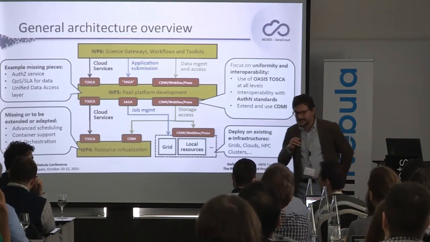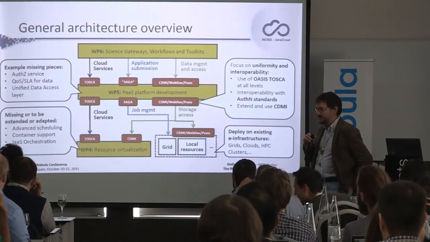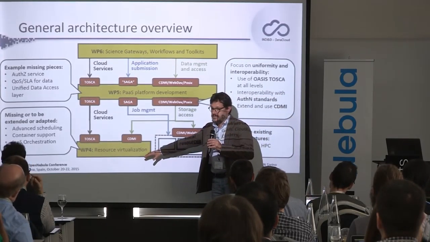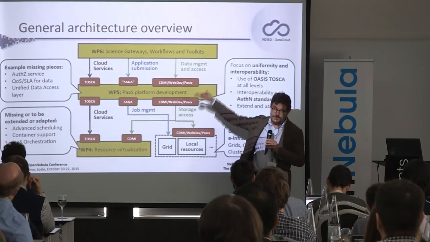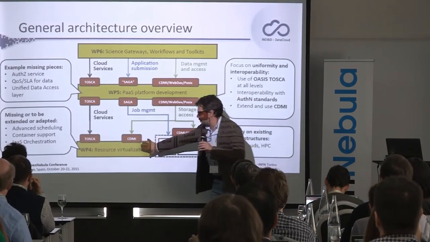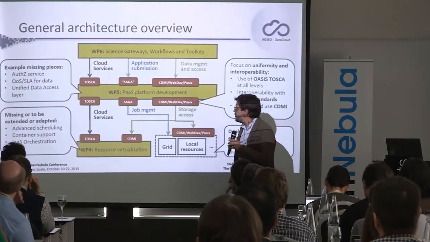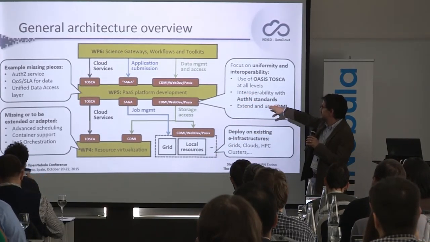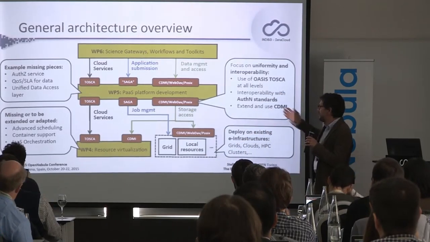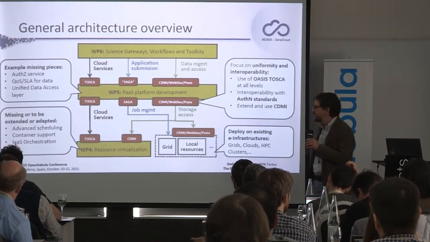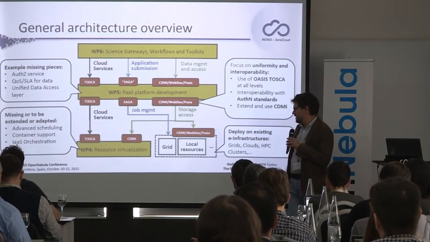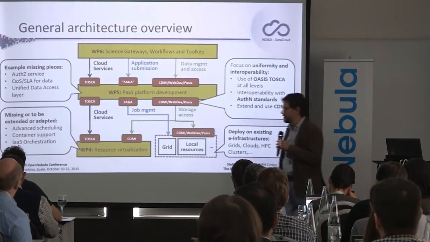The general architecture is quite complex, as you might understand. This is a very crude schema. We will work from the lower level of resource virtualization up to the science gateways, workflows, and user interfaces level. If you're familiar with European project jargon, this is a work package, and this is another one. The idea is to focus on uniformity and interoperability using standards, for example OASIS TOSCA for cloud application description at all levels, extending wherever needed existing standards, languages, and tools, and deploying on existing infrastructures: existing grids, clouds, and also HPC clusters, and so on.